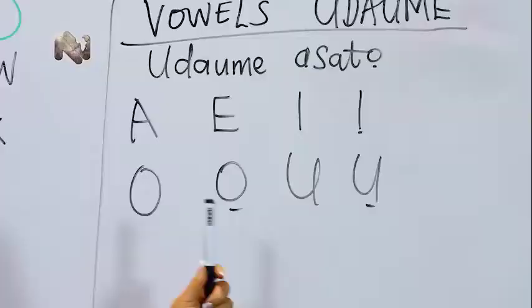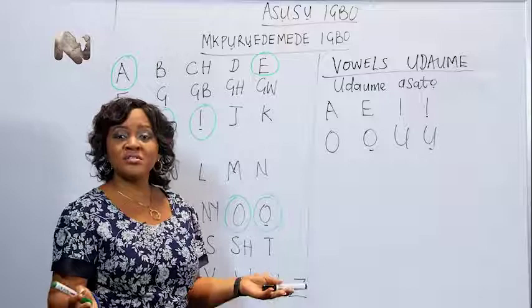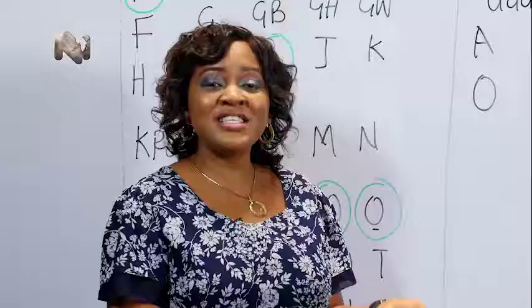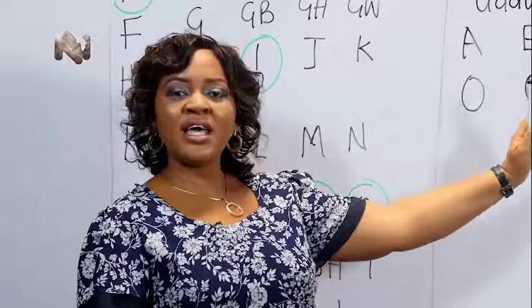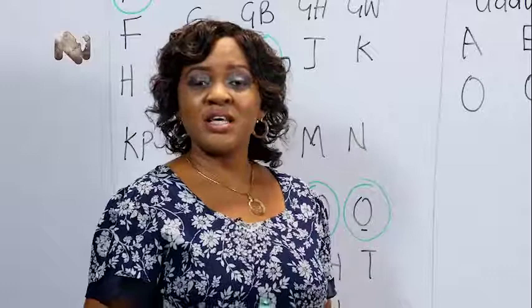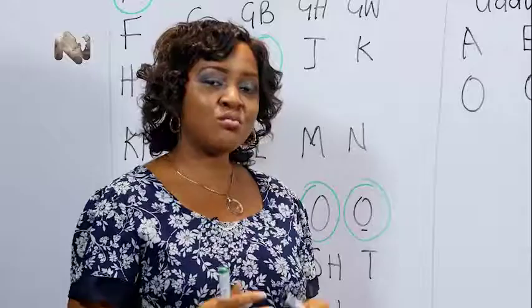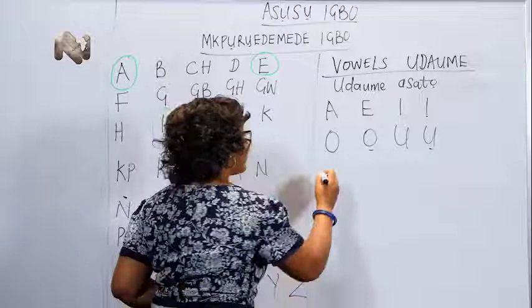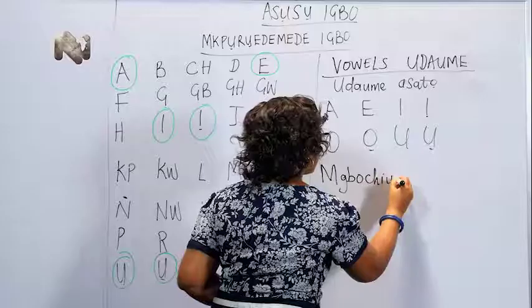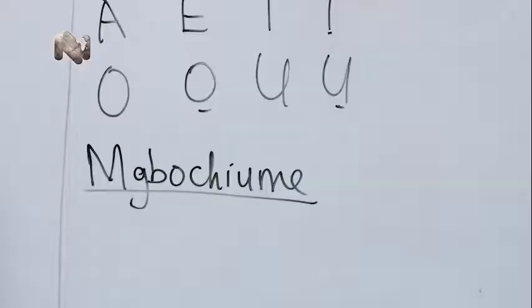I hope you are enjoying this class. Like I told you, learning the alphabet is fun and it's also very simple. But make sure you don't forget the songs, because the songs will help you remember them easily. Now we've extracted the 8 vowels. We still have the remaining ones, which we call consonants. In Igbo, it's called mbọchume. Can you say that after me? Mbọchume. So I'll write it down and I'll extract them also. Mbọchume, there are 28 of them.